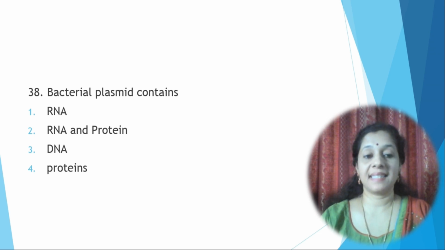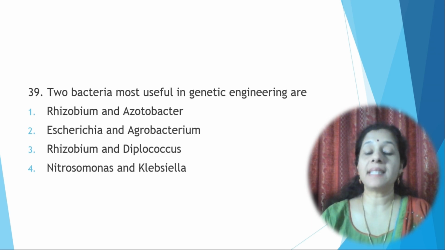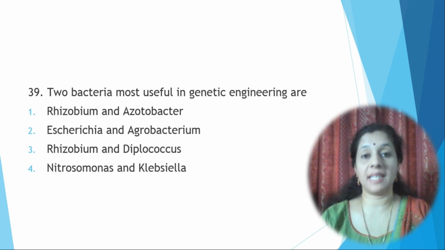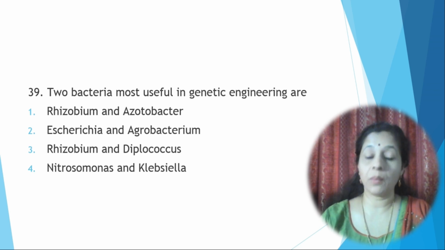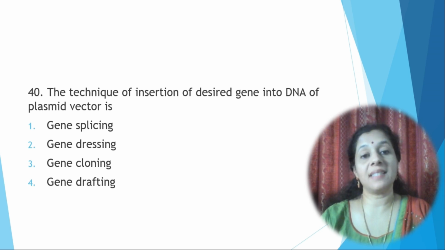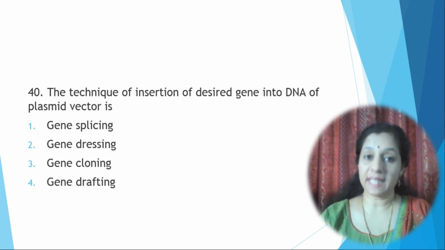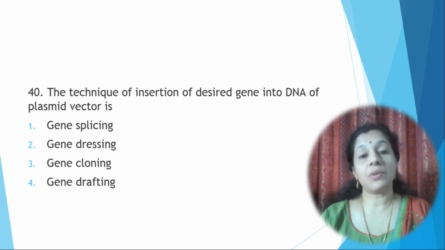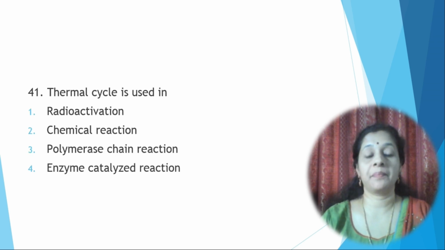Bacterial plasmid contains DNA. Plasmid is a circular DNA. Option 3. The 2 bacteria most useful in genetic engineering are, option 2, Escherichia coli and Agrobacterium. Escherichia coli is a host whereas Agrobacterium is a cloning vector in plants. The technique of insertion of desired gene into DNA of plasmid vector is gene splicing. We know eukaryotes have split genes. They undergo splicing in order to remove introns and to join back exons. But the term gene splicing is also used for the insertion of desired gene into DNA of a plasmid vector.